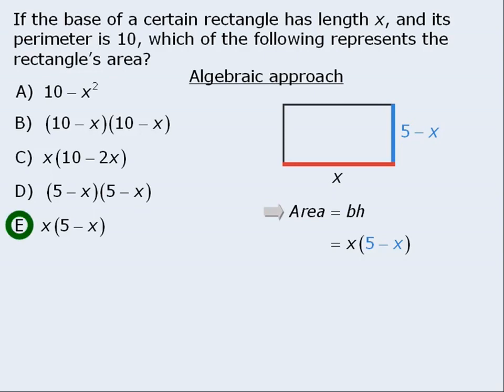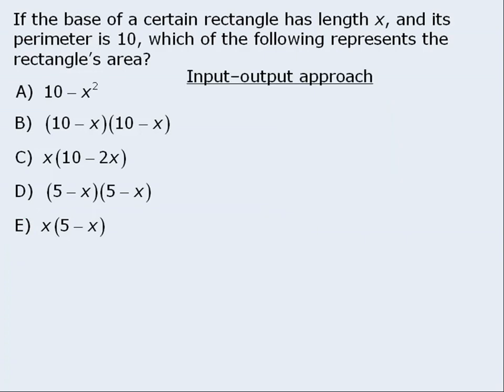Alright, now let's solve the same question using the input-output approach. So let's take our rectangle and choose some value for x, the length of the base. Let's say that x equals 3. In other words, the base has length 3. Now if the base has length 3 and we are told that the perimeter of the rectangle is 10, we can conclude that the height of the rectangle must be 2. From here, if the base is 3 and the height is 2, then the area will be 3 times 2, which is 6. So when x equals 3, the output is an area of 6.